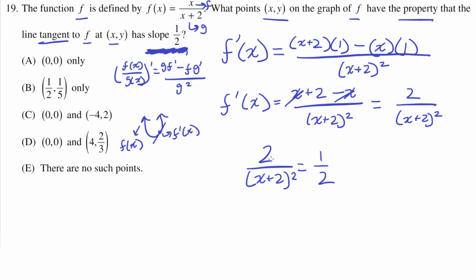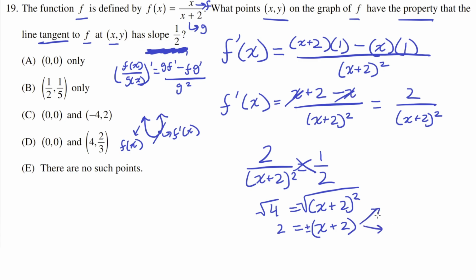So to solve this, we can cross multiply. So on the left-hand side, we have 2 times 2, which is just equal to 4. And on the right-hand side, we have 1 times x plus 2 whole squared, which is just equal to x plus 2 whole squared. Okay. So now let's take the square root of both sides. This will get rid of the square over here. So we'll have a 2 on the left-hand side and on the right-hand side, we'll have x plus 2. But since we took the square root here, we have a plus minus on the outside. So there are two different cases where the derivative of this function, f of x, has a slope of 1/2.